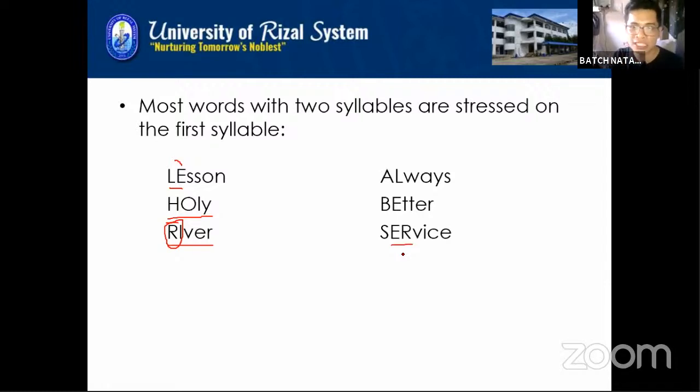Then service, I use volume in that manner. So there are different ways you can put stress when pronouncing a word: through pitch, through volume, or by prolonging the sound, just like holy. Again, most words with two syllables are stressed on the first syllable, but it does not always apply to all two-syllable words, because we have different rules to apply on some words, as we go through our lecture.